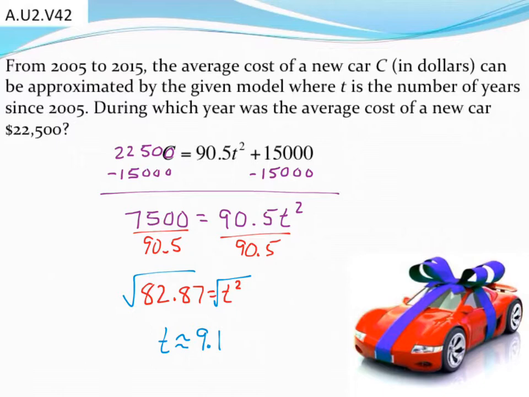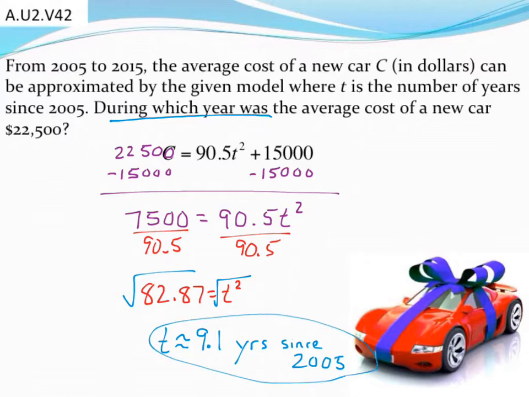And then just to make sure that I'm answering their question, let's go back and see what it was again. They said, during which year was the average price 22,500? So this must be about 9.1 years since when this problem began. That was 2005, they told me. So I would just do that as the answer. It's about 9.1 years since 2005. If you want to go ahead and actually add that up, you can say it's 2014, maybe a little bit into that year 2014.